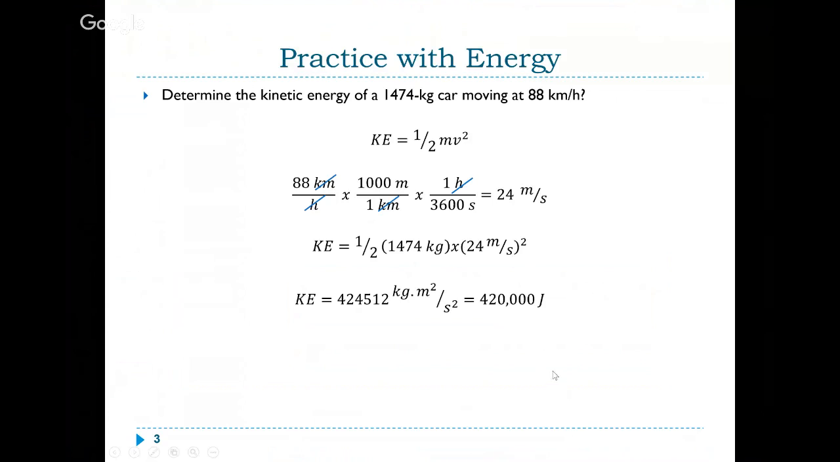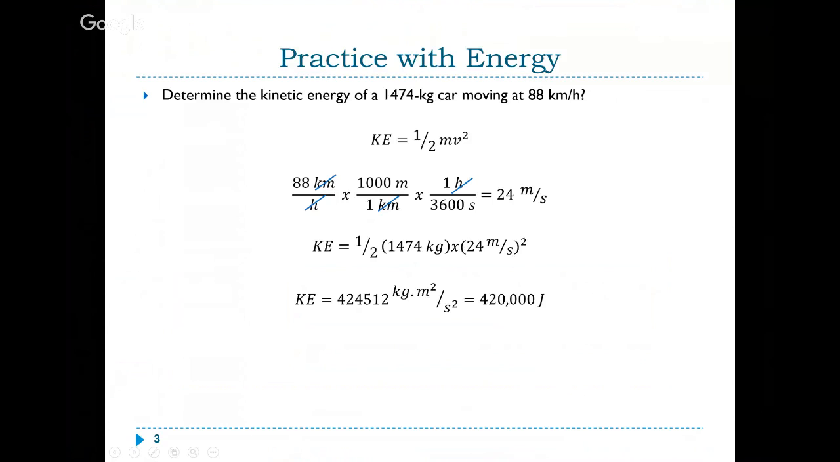So I convert my speed, 88 kilometers per hour. 1,000 meters in 1 kilometer. In 1 hour, there are 3,600 seconds. When I set this up, I want to make sure that kilometers are over hours. I don't keep that /hour on top, because then my conversion would be wrong. So 88 times 1,000 divided by 3,600 gives us 24 meters per second.